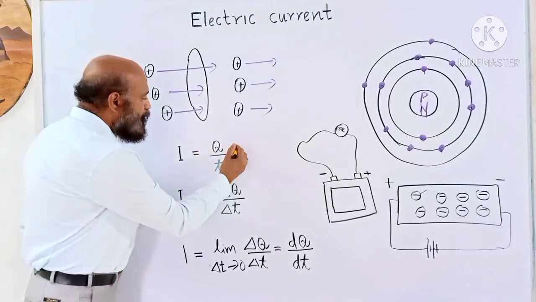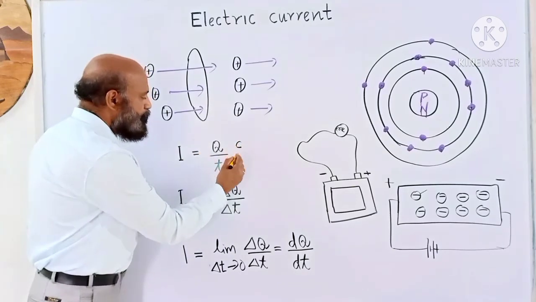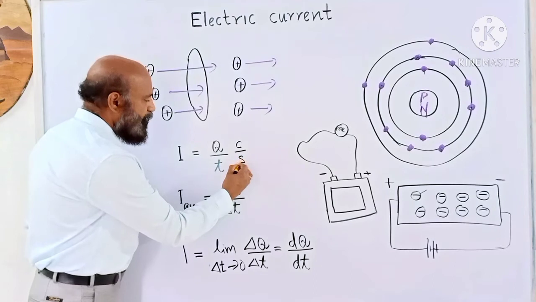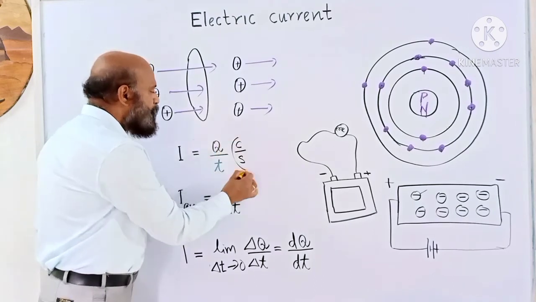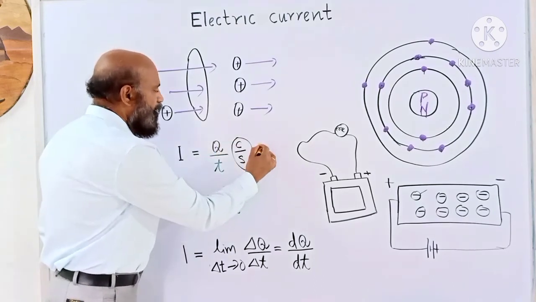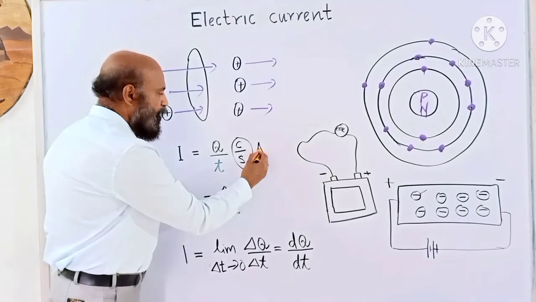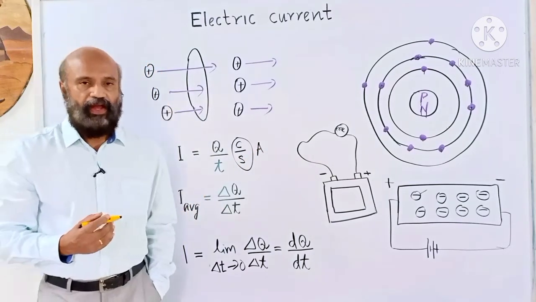Charge is measured in coulomb. Time is measured in second. Coulomb per second is known as ampere. So current is measured in ampere.